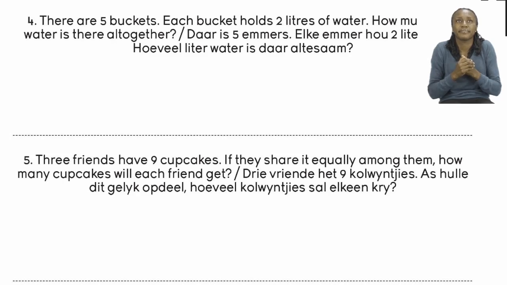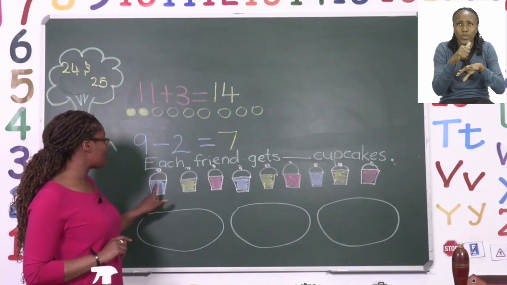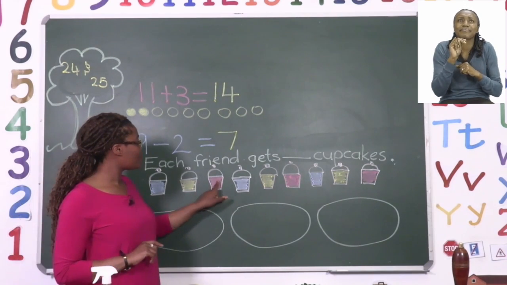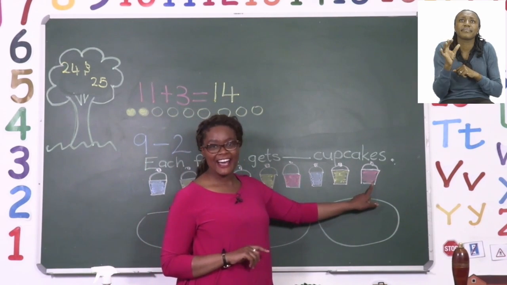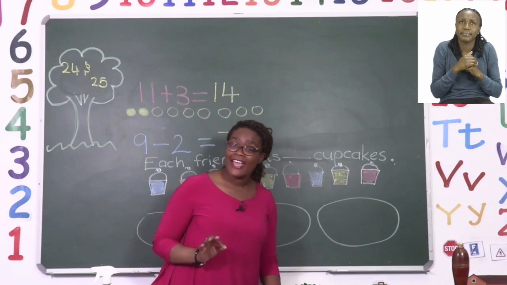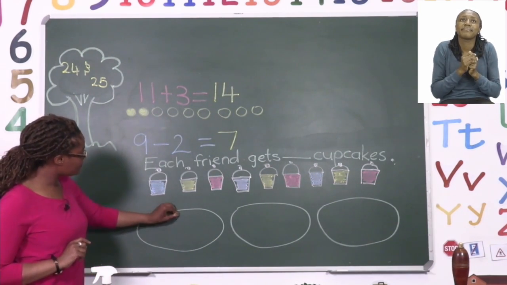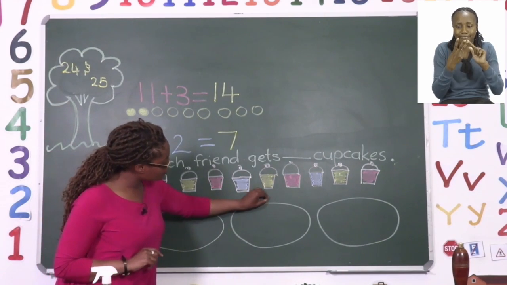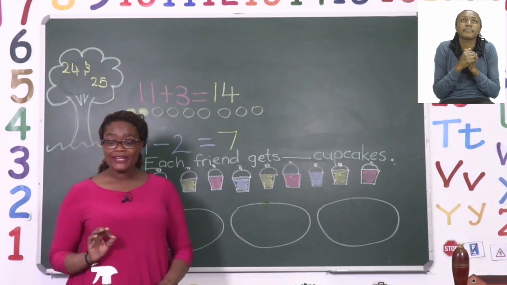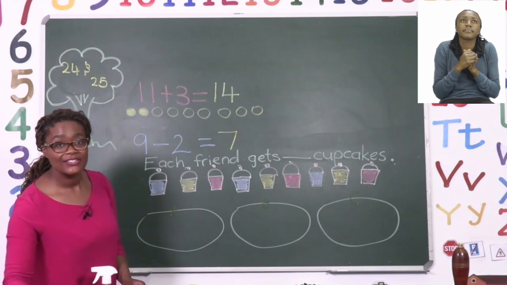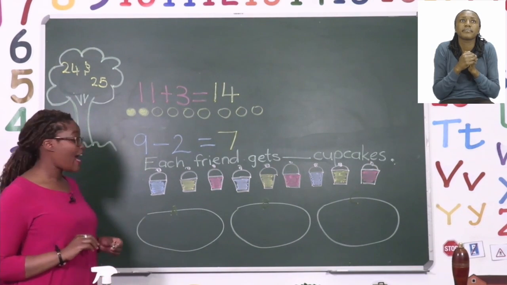Let's take a look at the board. Now on the board I have 9 delicious cupcakes. Let's count them. 1, 2, 3, 4, 5, 6, 7, 8, 9. And we have to share them equally with these 3 friends. Friend A, friend B, and friend C. So what we're going to do is give a cupcake to each friend and see at the end of it all how many they have.